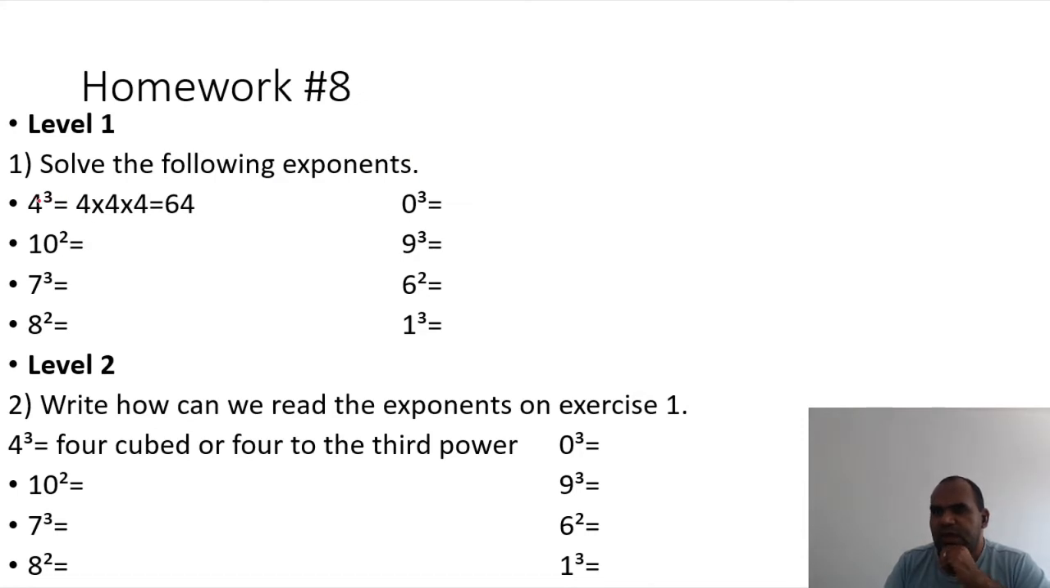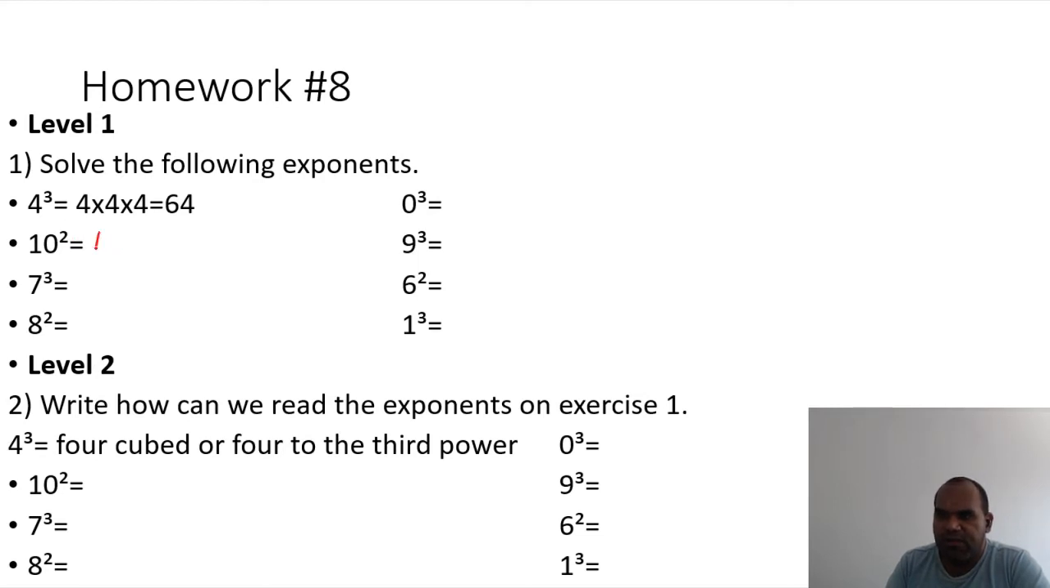As you know, here 4 to the 3rd power, the exponent says how many copies do I need to make of the base. Here's the base, the number we multiply together the many times the exponent tells us to do. 4 to the 3rd power is 4 times 4 times 4 equals 64. Okay, 10 squared. We did this already, okay?